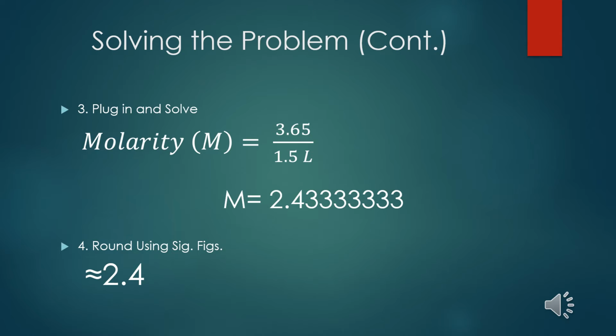However, like in my previous videos, you are not done because you have to go to step 4, which is to round using significant figures. And as you can see in the equation, 1.5 has the least amount of significant figures, which is 2. So you would just round to 2 significant figures, and that would just be 2.4.